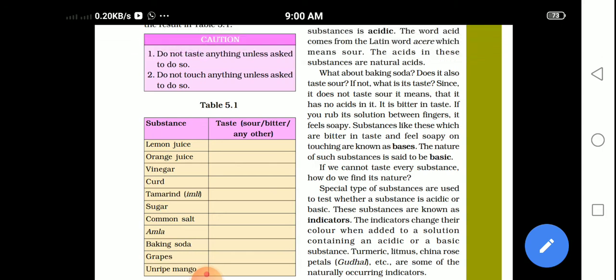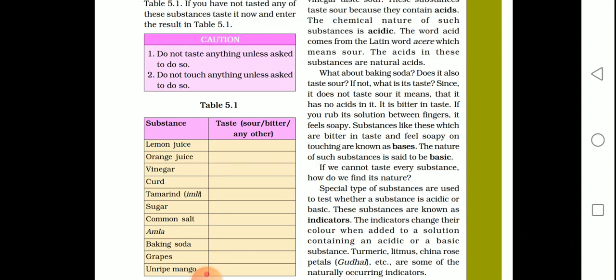If you rub its solution between your fingers, what will you observe? You will feel soapy. So substances like these, which are bitter in taste and feel soapy on touching, are known as bases. If you take a soap, for example Lux, and apply it on your body, you will feel soapy and bubbles will come out. And if you taste that soap, it gives a bitter taste. So you can say the soap is a basic substance. The nature of such a substance is said to be basic.